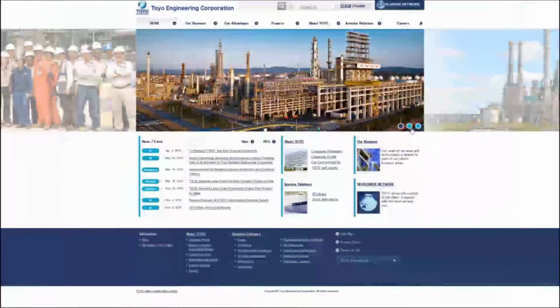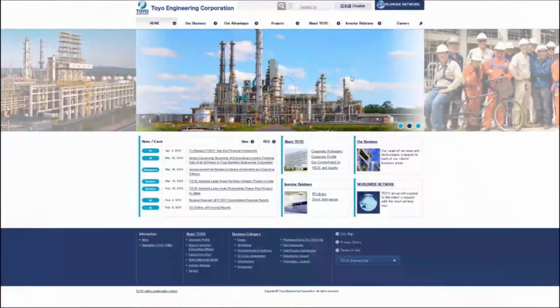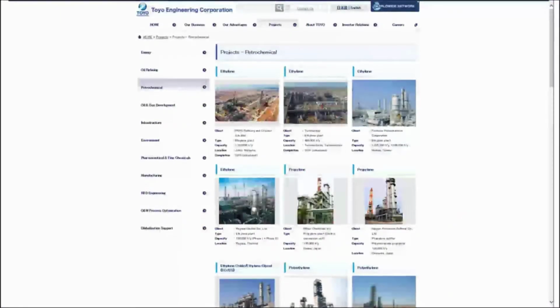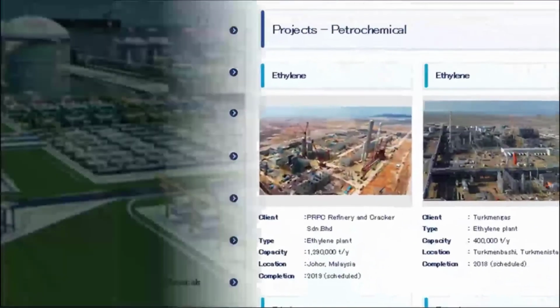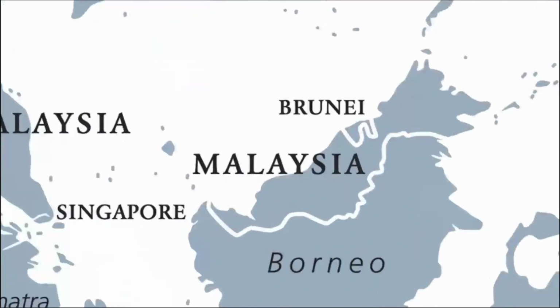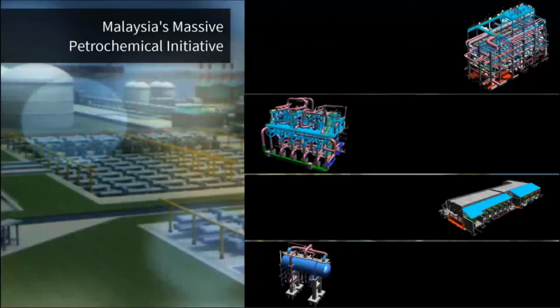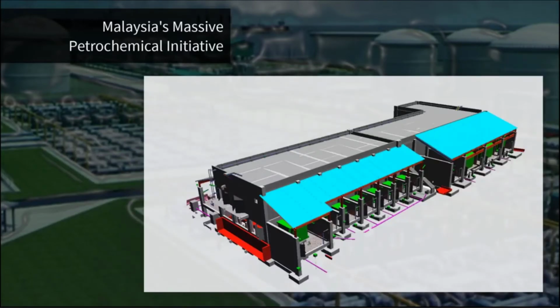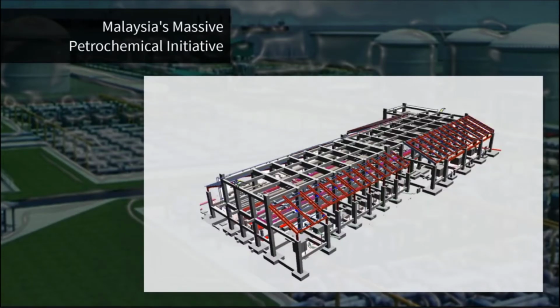Toyo Engineering, a global leader in engineering and construction for industrial facilities, was contracted to deliver a large-scale ethylene complex, the largest liquid-based greenfield downstream in Malaysia. Toyo was responsible for delivering the facility on a turnkey basis on a tight timeline. With a project of this magnitude, several challenges were presented.